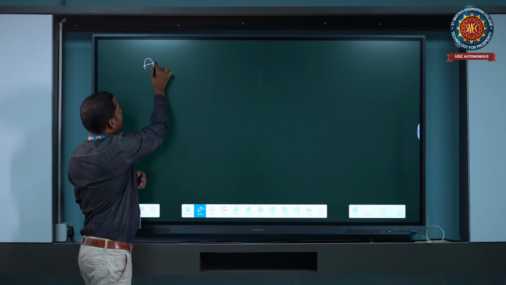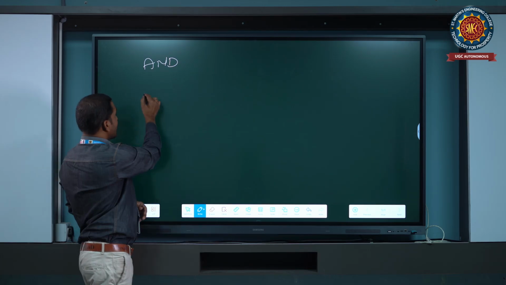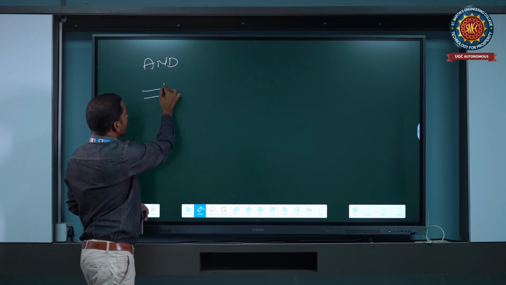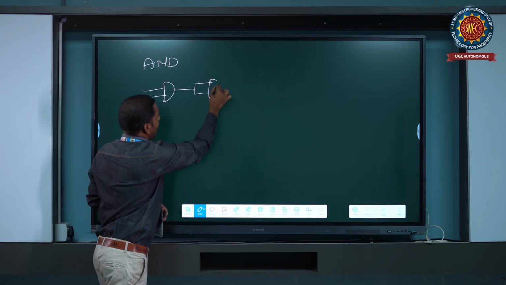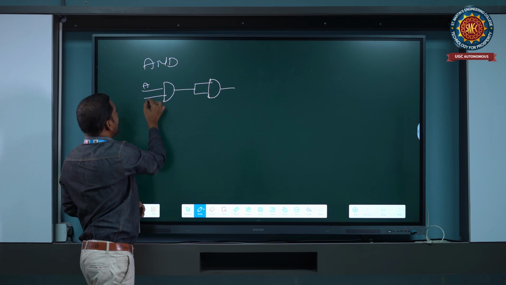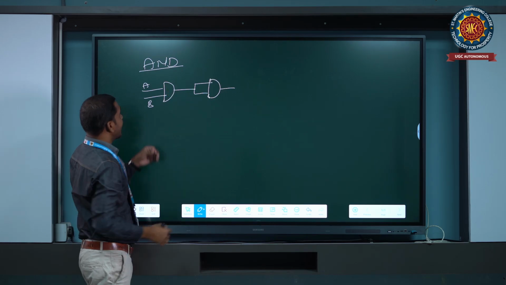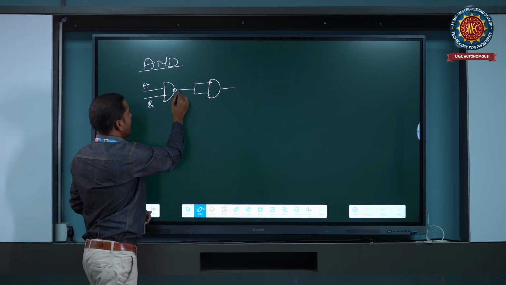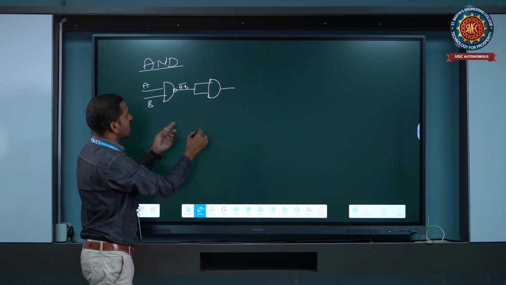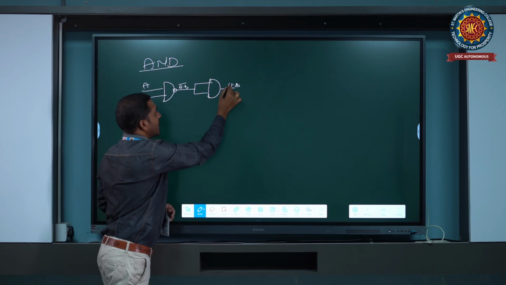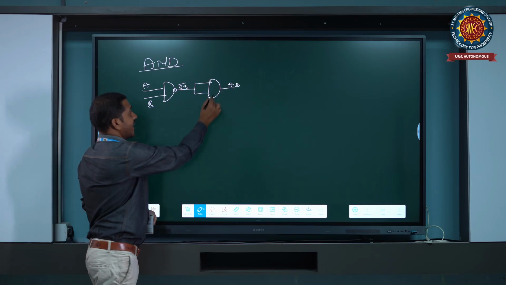Realization of the AND gate using NAND gates. Suppose you use two NAND gates, the second being a single input NAND gate, with inputs A and B. The first gives A dot B whole bar, and the second inverts it, which equals A dot B. Using two NAND gates, it will realize the AND gate.